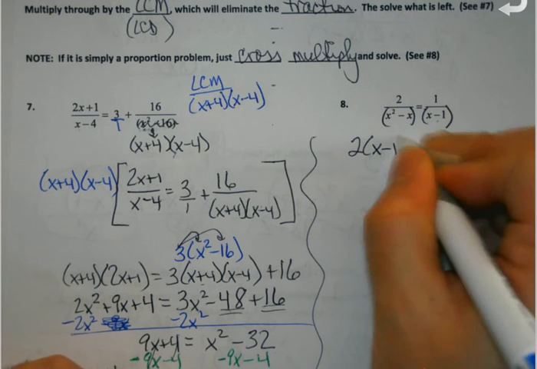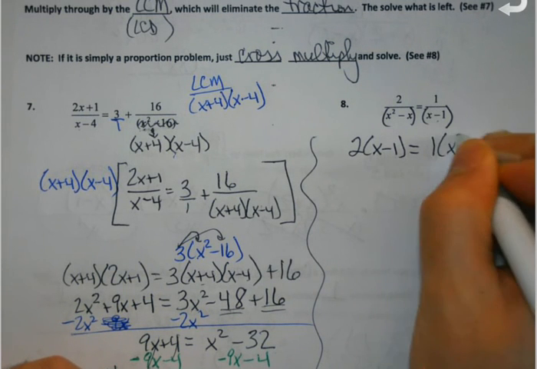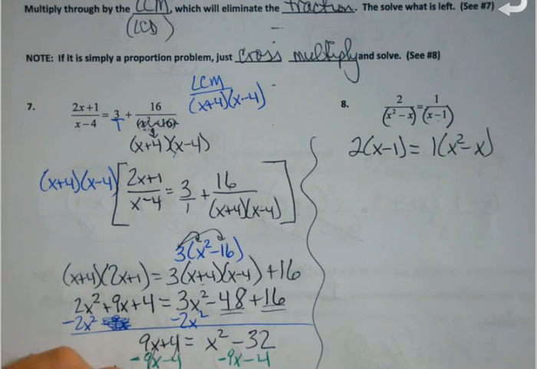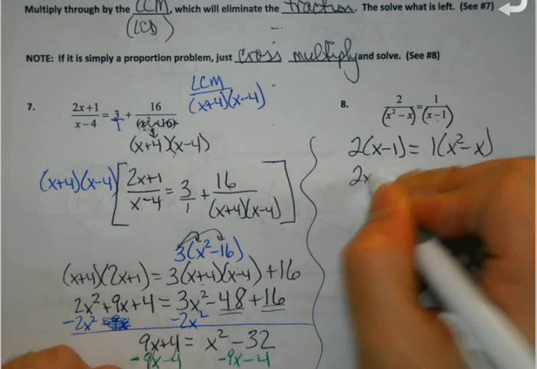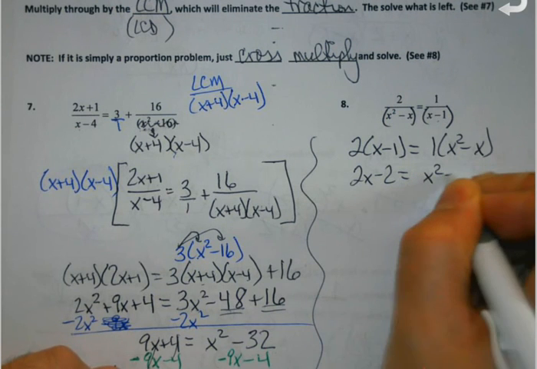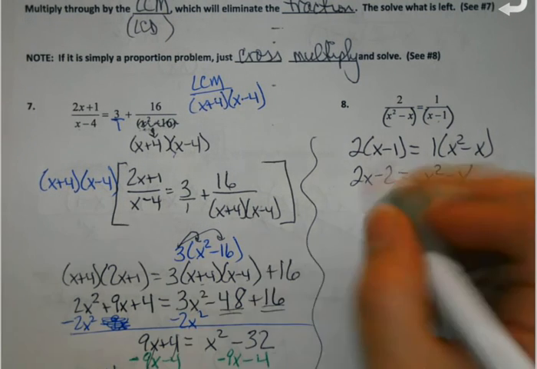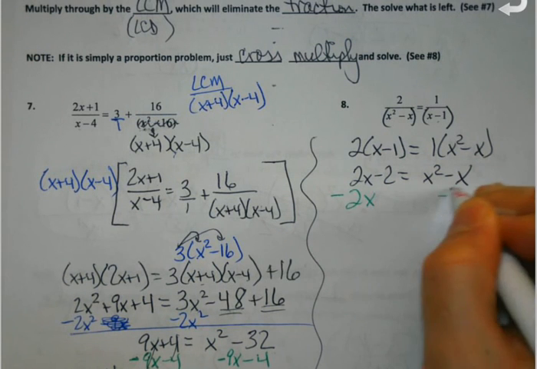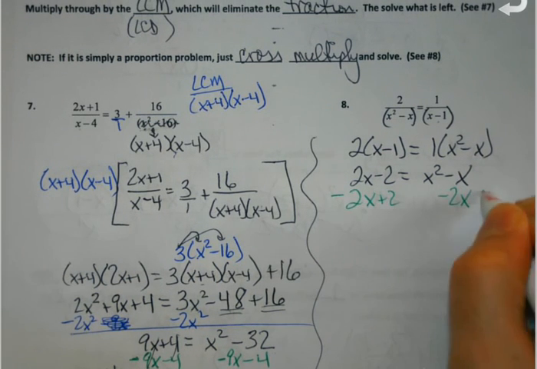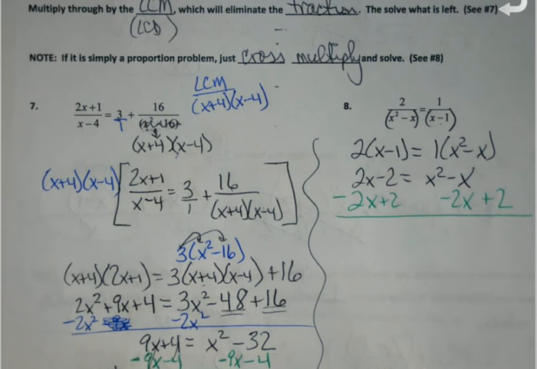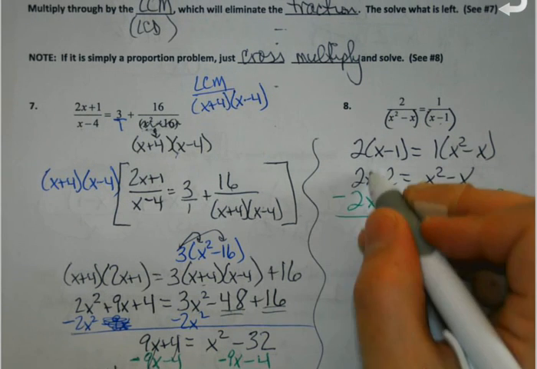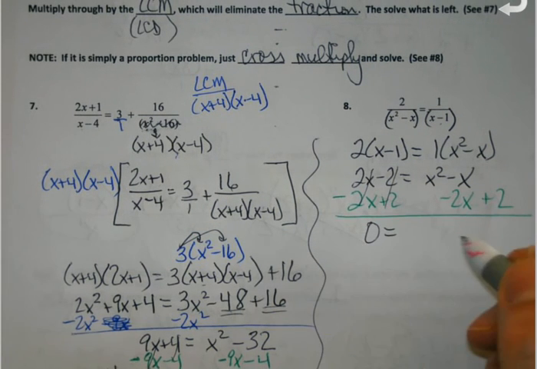So I'm going to have 2 times x minus 1 equals 1x squared minus x. And I'm going to simplify it. I'm going to distribute. And just like we did on number 7, wherever the largest exponent is, the x squared, everything needs to move to that side of the equation. So I got x's that are alike. I got a 2 that's kind of off on its own here. So there's my 0, which I have to be able to solve.